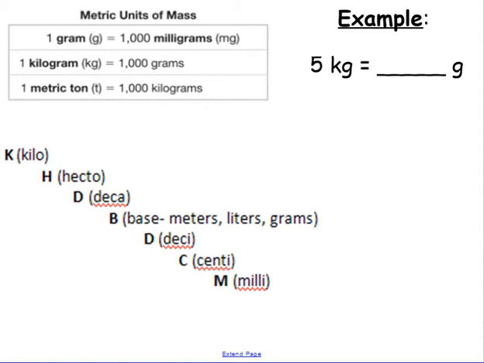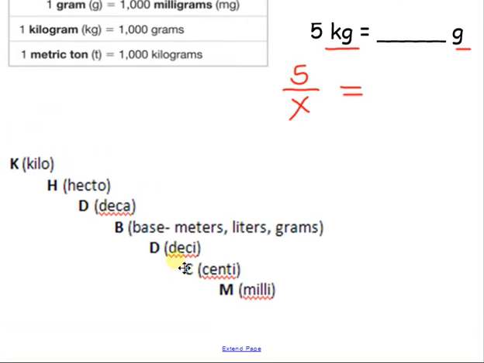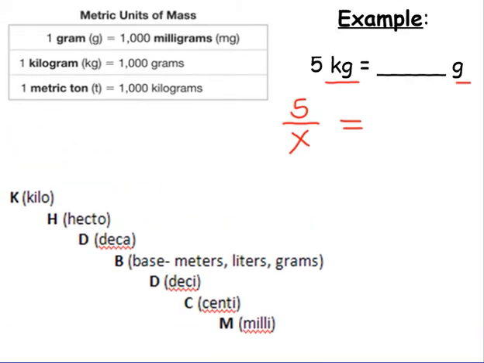Okay, we have another example here. We're going to go from kilograms to grams. So set up the first part of our proportion. 5 kilograms over X grams equals. Find the line that has kilograms and grams. If you guess this line right here, you're correct. So we have 1 kilogram, that's on the top, equals 1,000 grams. That's on the bottom. Let's go ahead and cross multiply.